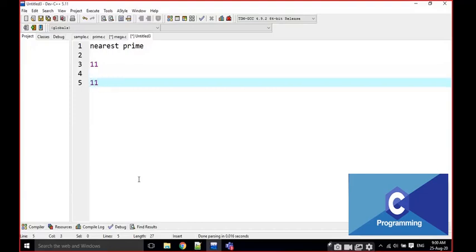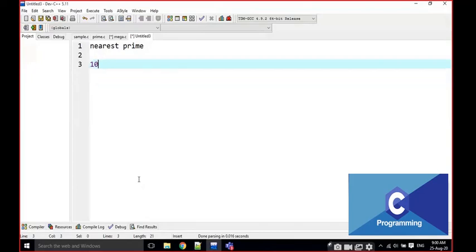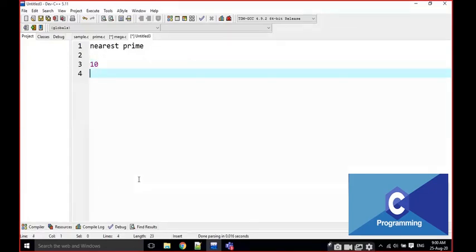For example, if n is not prime, that means 10. Is 10 prime? No. Then we have to print the nearest prime of 10. What is the nearest prime of 10? On the right hand side and left hand side we have to check. 11 is the nearest prime. Nearest prime is 11. Why?